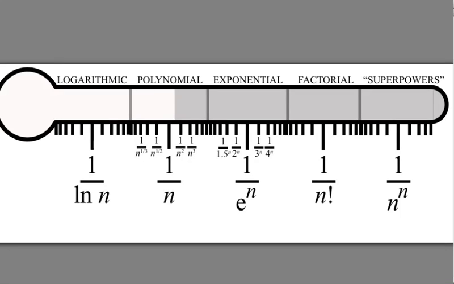So let's take a look at this order thermometer a little bit more deeply. So far, we've explored on this order thermometer series that have polynomial growth, so our p-series are all here in the middle. We've explored series with exponential growth, those are the geometric series. And we've talked a little bit about logarithmic series over here in this category.